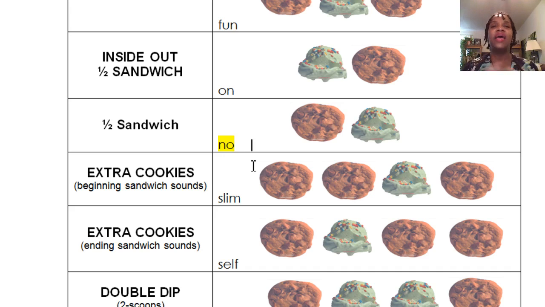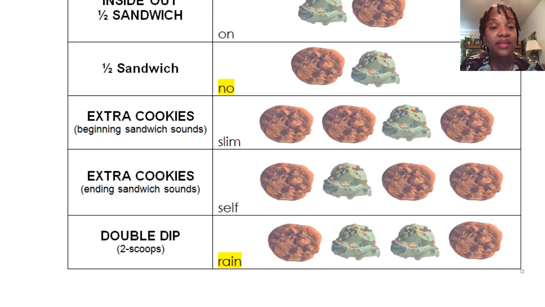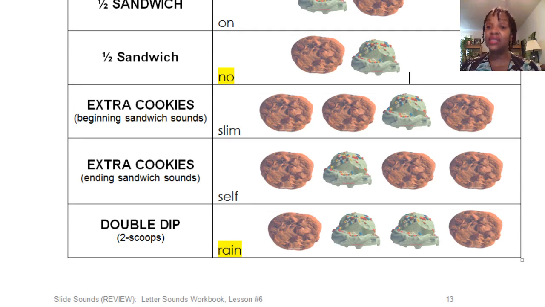Now, why is this a half sandwich? It's a half sandwich because it's not whole. There's no cookie. There's the ice cream sound, O, the letter A, the sound picture A, which is known as the letter O. Don't worry about that, level 1 students. We're going to get to the letter names shortly. So it has an ice cream sound and one cookie sound, so it's a half sandwich as well. Now, there are some words that have extra cookie sounds at the beginning of the sandwich.